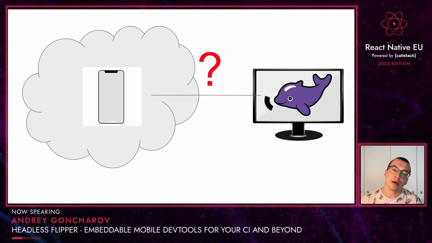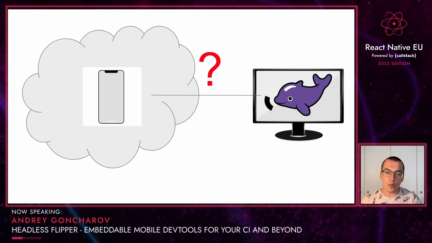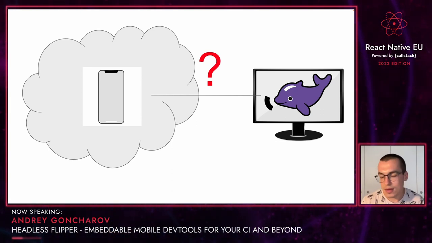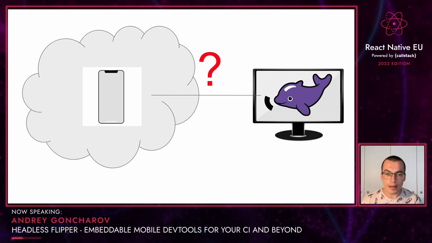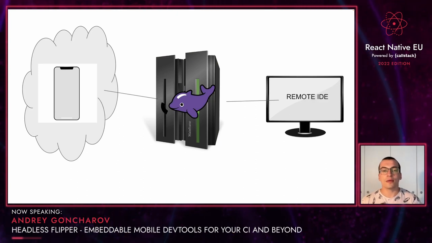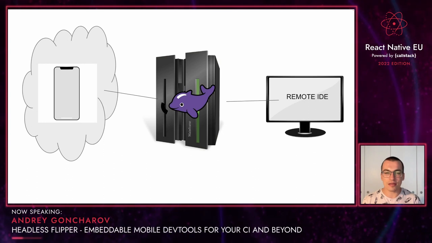Well, one of the ideas is that you could tunnel your ports from your iDB, ADB, whatever, using SSH or something like that. Yeah, that could work, and that's actually what we've been doing for quite a while. So yeah, it totally works in the real world. But then, what if you don't really want to develop using your laptop, at least not directly?